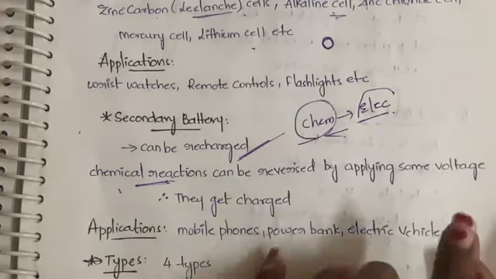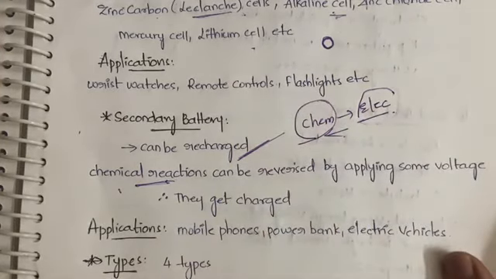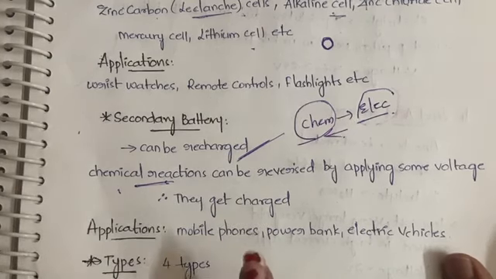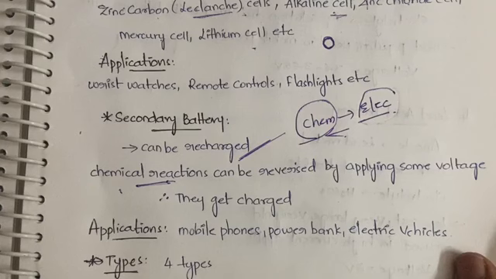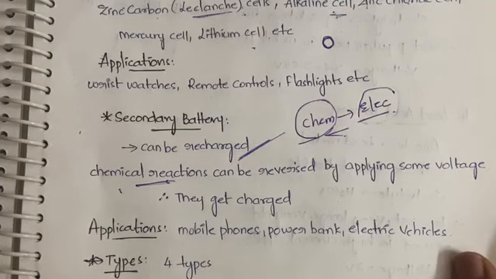Okay, how? By applying some voltage, that is, by passing some current. You plug in a charger or power bank or wireless charger, whatever you are using, and you are providing some voltage and some current, right? Because of that current, they will get charged. Okay, got it? Moving on to the applications: mobile phones. Once the battery is over, we charge it again and it goes to 100%. Same with power banks as well, and electric vehicles as well.